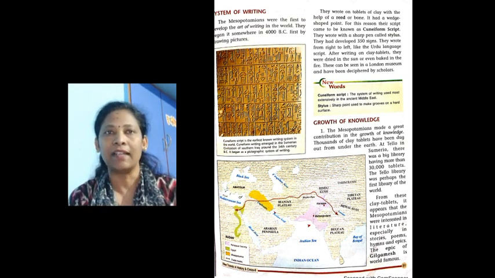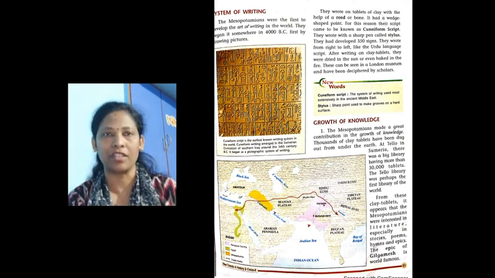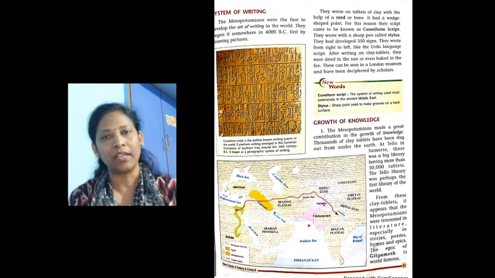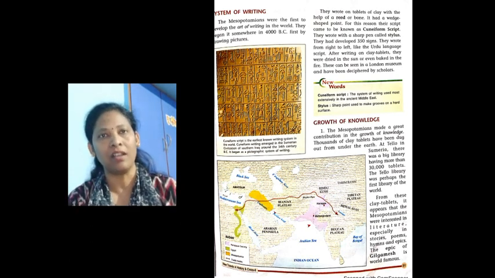So you can see that they wrote from right to left like Urdu language script. So after writing on the clay tablets, they used to dry it in the sun or even bake it in the fire. So these can be seen in the London Museum today and have been deciphered by the scholars.